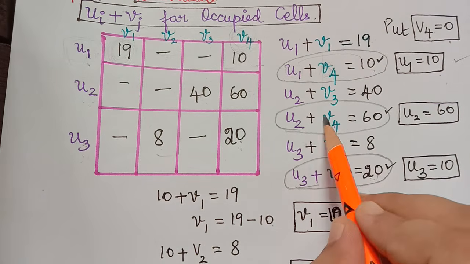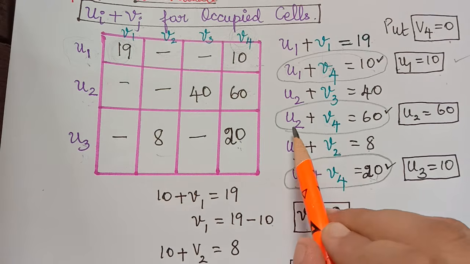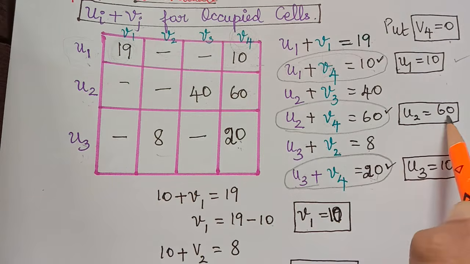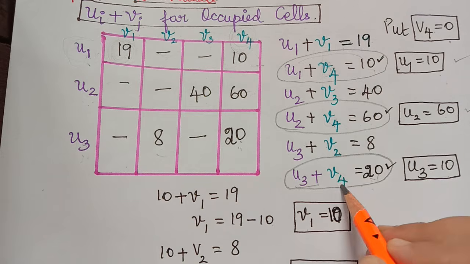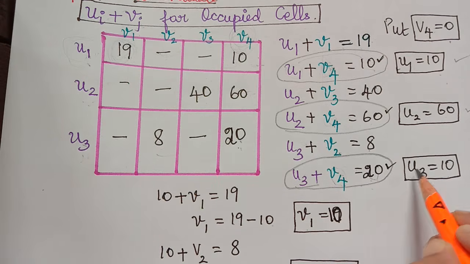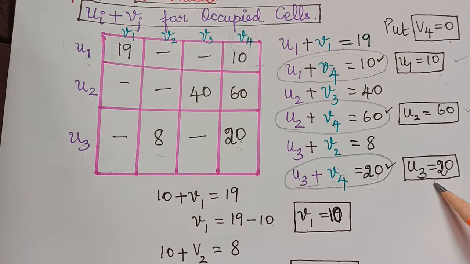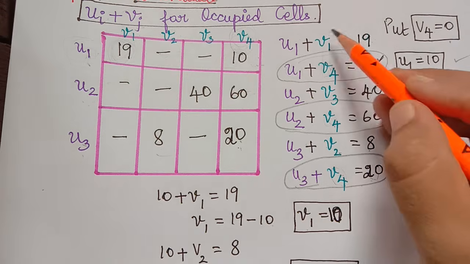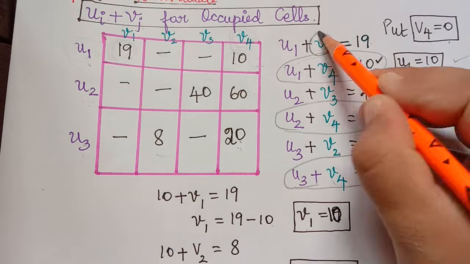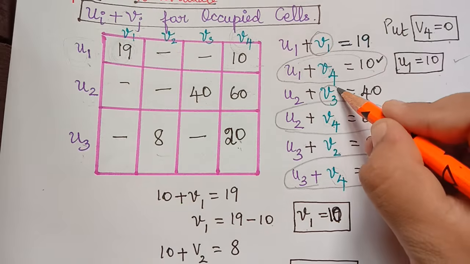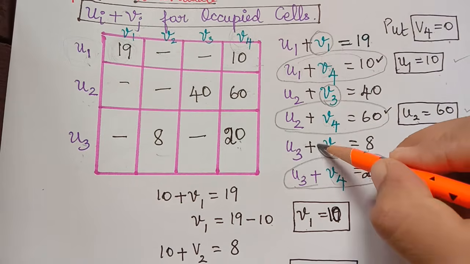If you put V4 as 0 here, we will get U2 equal to 60. So I have written that here. Then again V4 here we have. So if we put 0, U3 will be equal to 20. Now we have evaluated U1, U2, U3. Now what are the variables left to be evaluated? We want to find V1, we want to find V3 and we want to find V2.